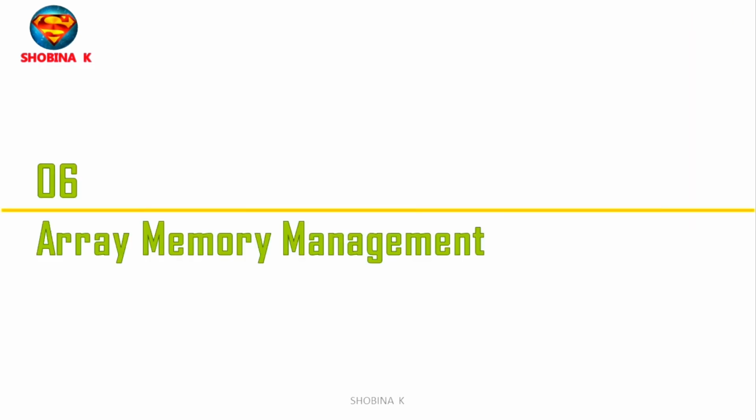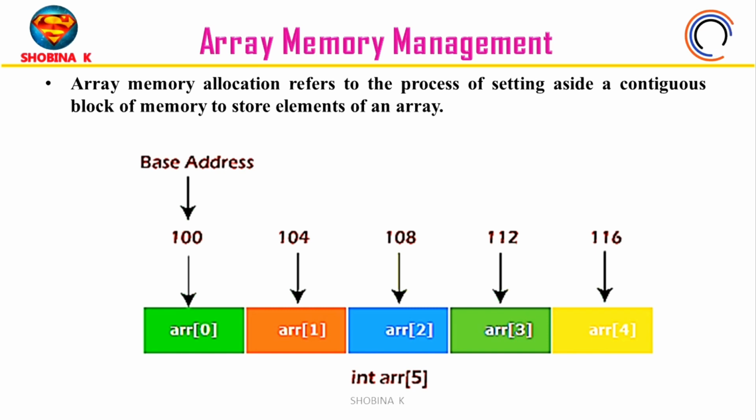Now let's understand how memory is allocated for arrays. Array memory allocation is the act of reserving a continuous chunk of memory to hold the elements of an array.